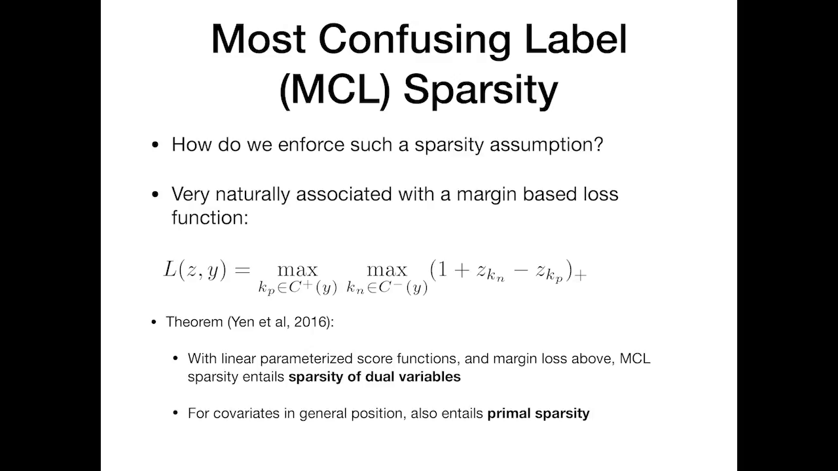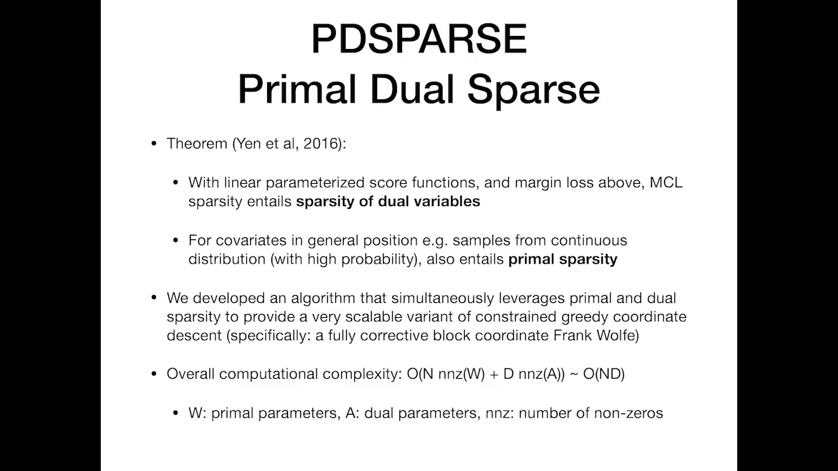And what's more, for covariates in general position, this also entails primal sparsity. So in other words, this MCL sparsity assumption entails both primal and dual sparsity if you use the margin-based loss function. Okay, so you definitely get sparsity of the dual variables, but the covariates have to be in general position. What does that mean? Well, if the covariates are drawn from a continuous distribution, then they will be in general position with very high probability.